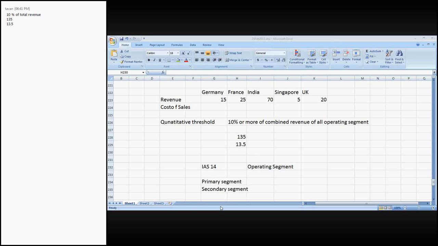Germany, France, India and UK are reportable. Singapore is not a reportable segment. And if I say Germany 7, Germany is not a reportable segment because it is not meeting the quantitative threshold, 10% or more of combined revenue of all operating segments. 10% or more, that means even if it is 10, it will be considered a reportable segment. Revenue part is clear?